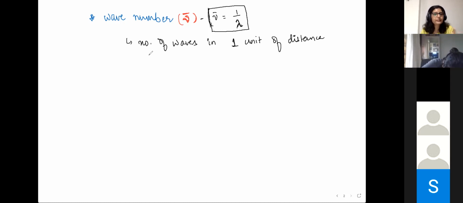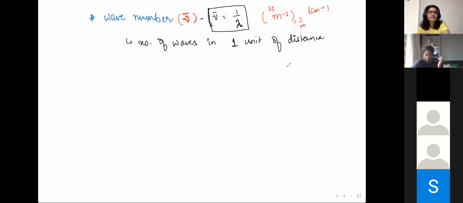Because in one unit you're checking the number of waves, its SI unit is meter inverse. Other ways of measuring it are centimeter inverse. So meter inverse is equal to 1 by meter. It is the number of waves in one unit of distance, which is what the word literally says. In one meter, how many waves exist? Or in one centimeter, how many waves do you find? Clear? Yes.